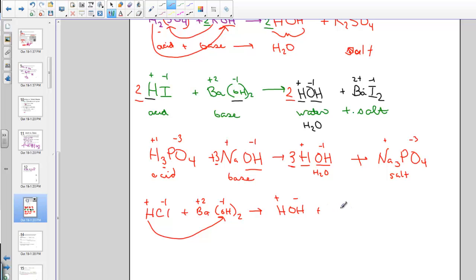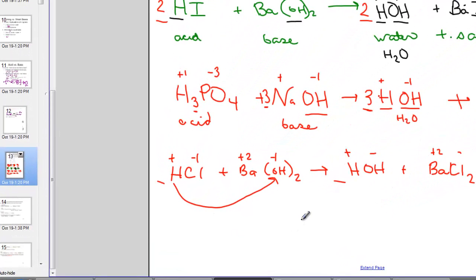And the salt that is produced has the first name of barium, who carries a +2, and the last name of chloride, who carries the -1. And so when we crisscross, we get BaCl2. And when we balance, we know right off the bat how to predict that. Since there's 2 base ions, we're going to need 2 acid ions to neutralize, resulting in 2 water molecules. You're doing a great job.